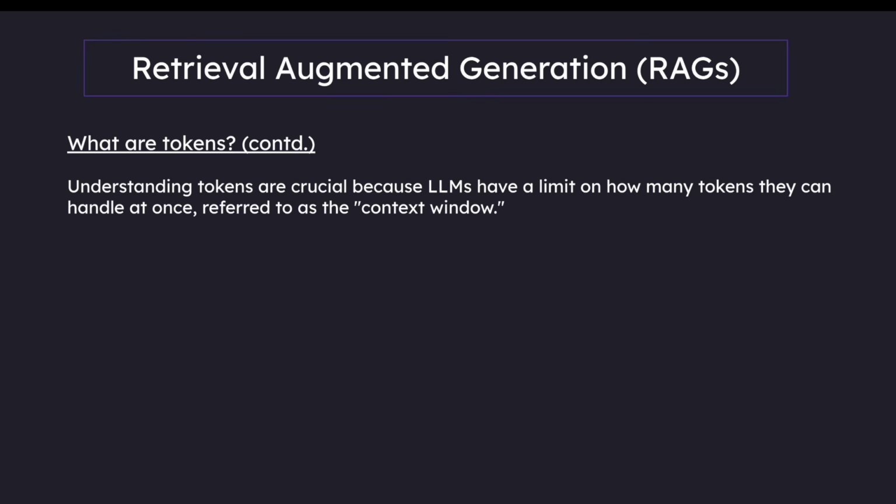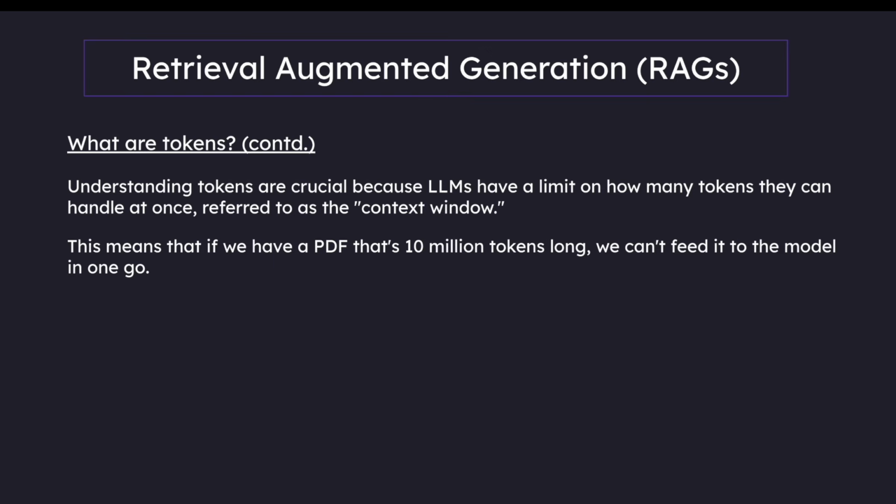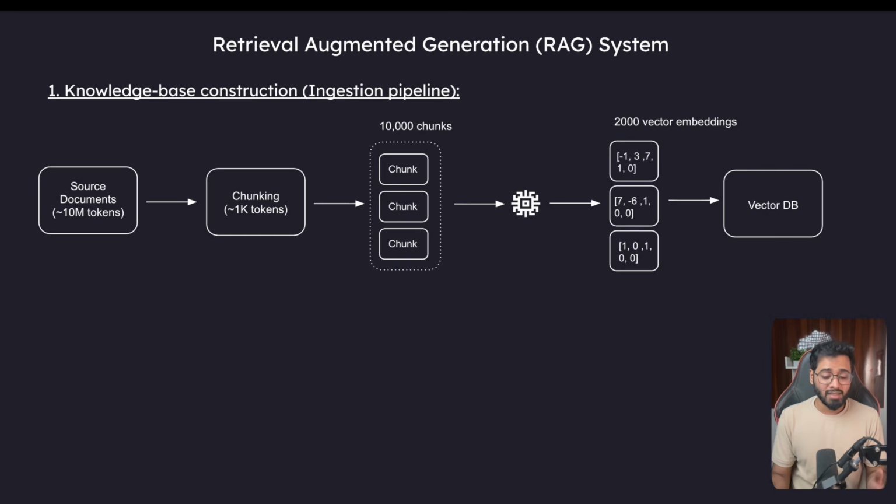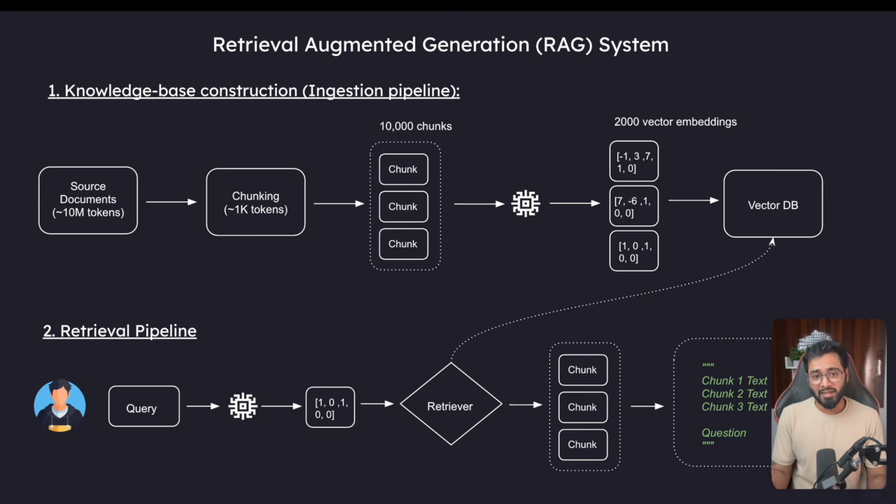Understanding tokens is crucial because LLMs have a limit on how many tokens they can handle at once, referred to as a context window. That is exactly what we saw earlier. This means if we have a PDF that is 10 million tokens long, we cannot possibly feed it to a model in one go. So this is why we need a smarter system called retrieval augmented generation.